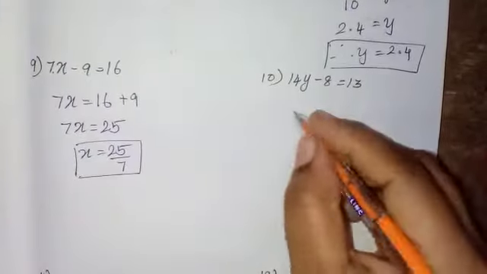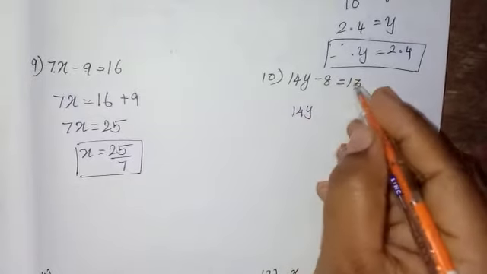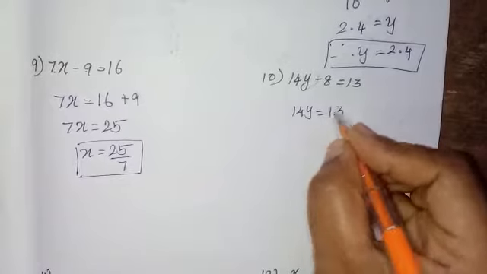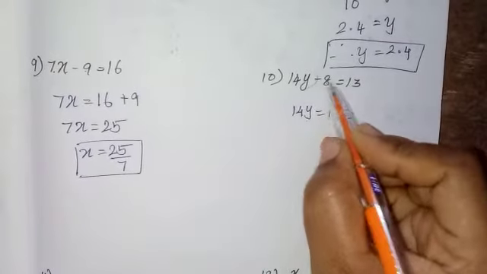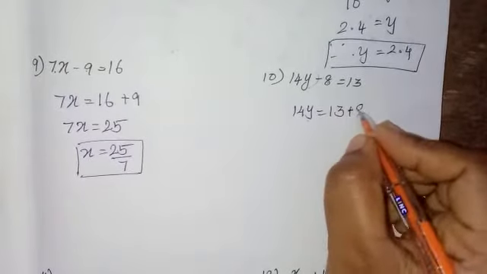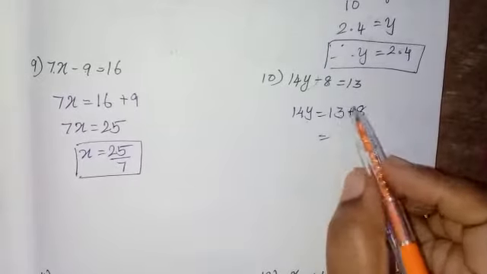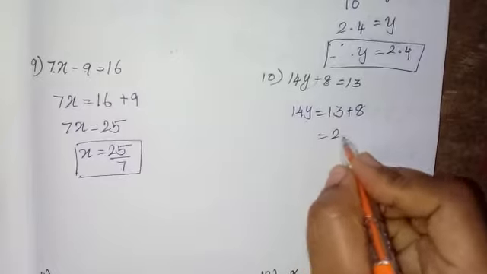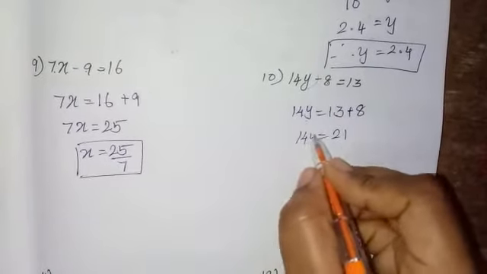So next, 14y minus 8 equals 13. First we take the y variable. 13. Here it is minus 8. It will be changed to plus 8. So we can add it. 13 and 8 is 21. So 14y equals 21.